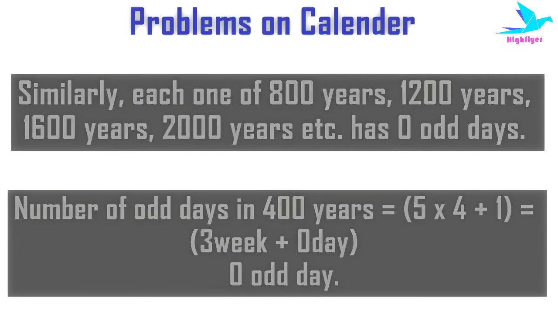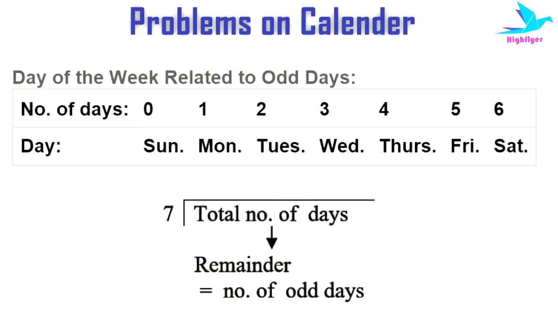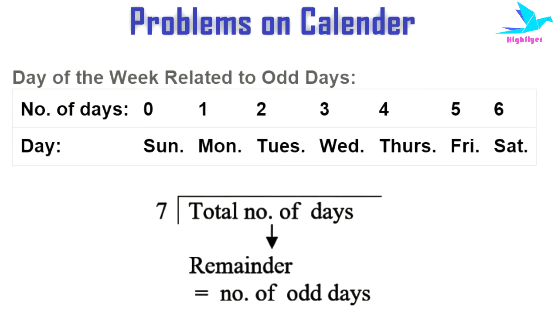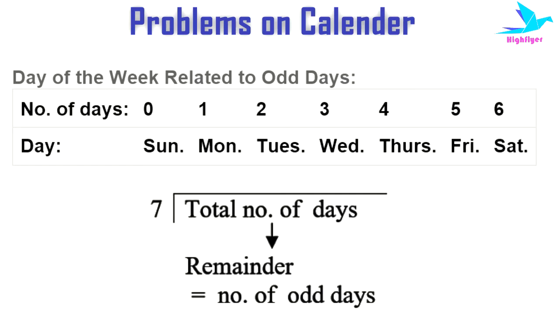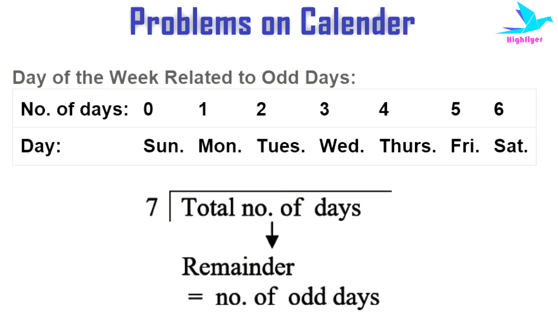Now let's understand the day of the week related to odd days. Number of odd days 0. That means the cycle completes and we start fresh from a Sunday. If the number of odd days is 1, that means start from Monday. If the number of odd days is 2, we start from Tuesday. Similarly, 3 for Wednesday, 4 for Thursday, 5 for Friday and 6 for Saturday.